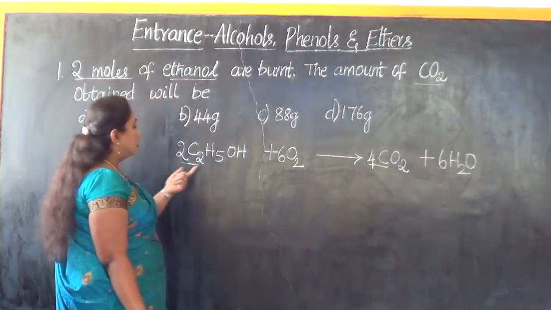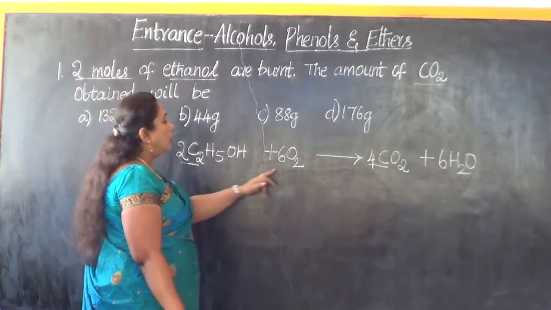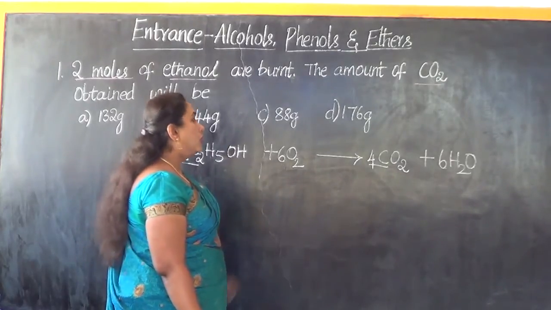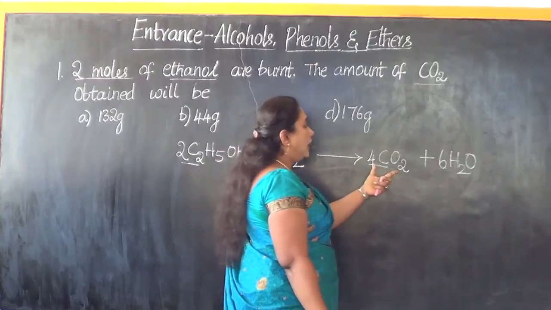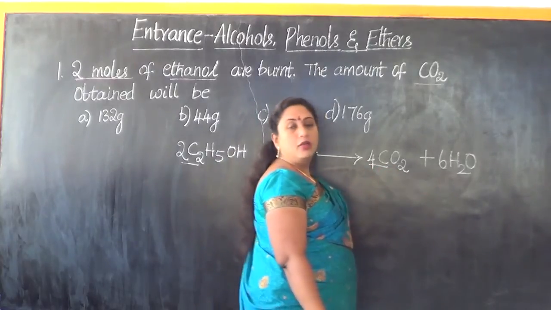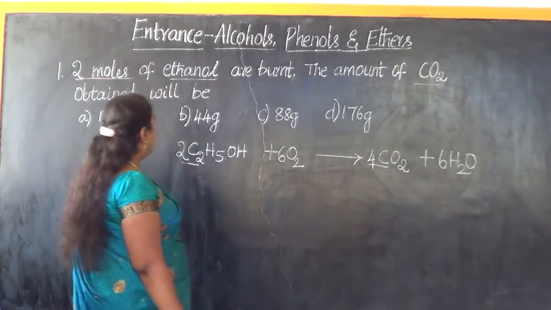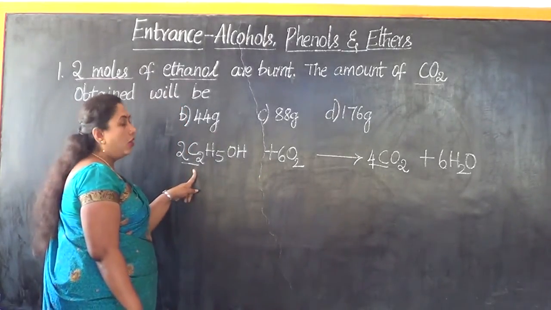Now let's look into oxygen. There are 2 oxygen here and then 12 oxygen. 2 plus 12, that becomes 14 oxygen. So here it is 8, 8 plus 6, 14. So therefore we have written a balanced chemical equation involving combustion of ethanol.